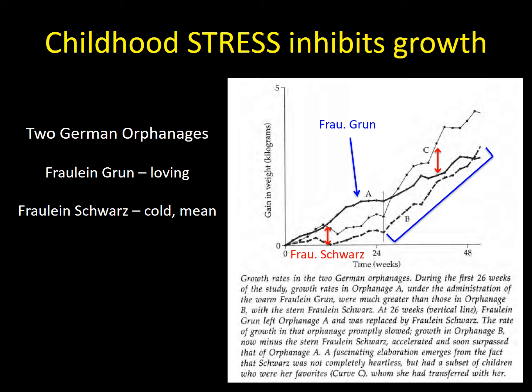The Fräuleins were reassigned to each other's orphanages. So what we see in the blue bracket here, notice how the line becomes more steep, meaning kids were gaining more weight in less amount of time. That happened when Fräulein Grün came in to the orphanage where the kids had perhaps been maltreated by Fräulein Schwartz. So once they got a kind, loving caretaker, their growth caught up. This is considered evidence that childhood psychological treatment affects the growth of kids.